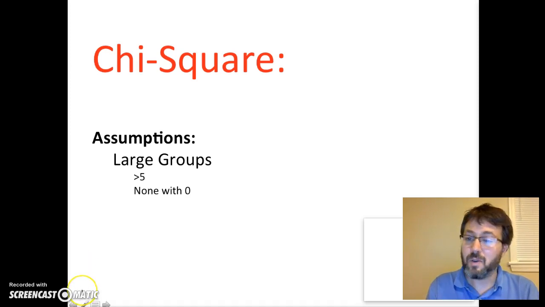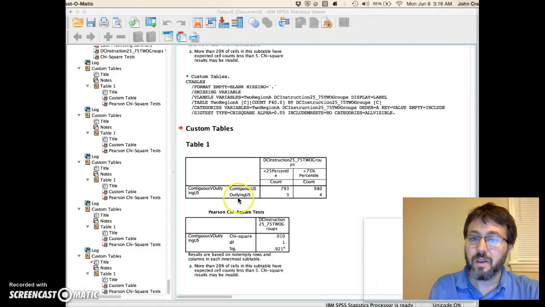But if we flip back to our SPSS output, let's see if that assumption held true. So here we see, when we're comparing the contiguous versus the outlying United States, that the outlying United States had only 3 observations for facilities that gave discharge instructions less than 25%, or less than the 25th percentile, and only 4 facilities that gave discharge instructions greater than or equal to the 75th percentile, which was 100% of the time. So you can see here these very small numbers violate the assumption of the chi-square test.